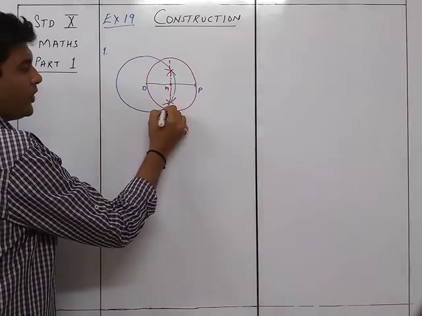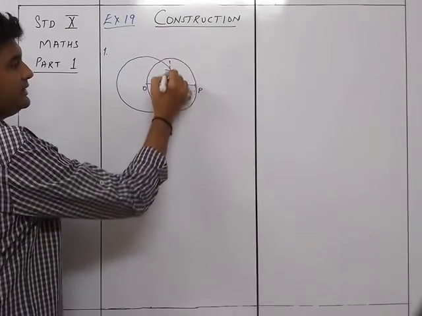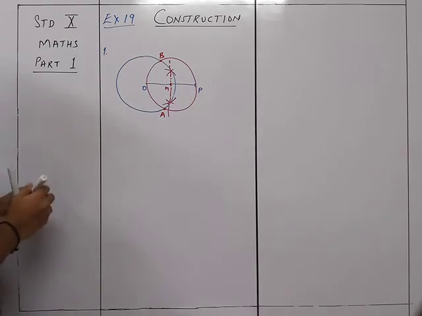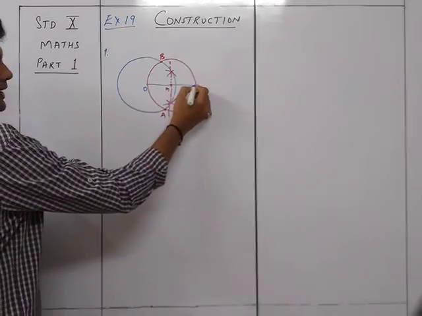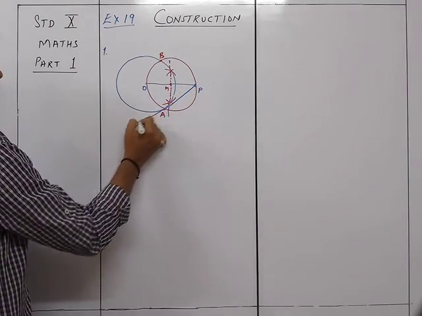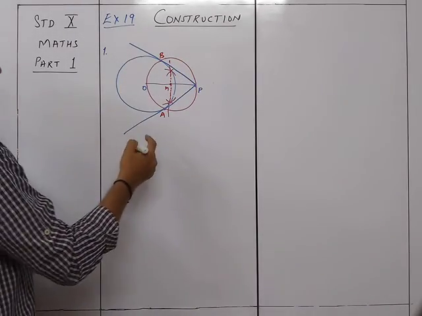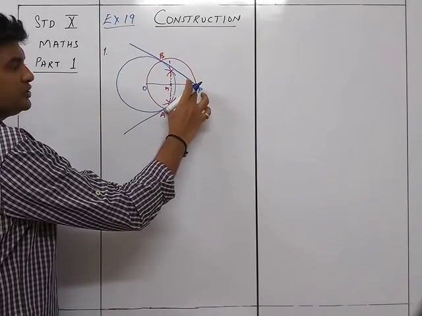So this gives you 2 points. This is point A and this is point B. Now you just need to join PA and PB. So PA is joined like this and PB is joined like this. So this is the required tangent. You just measure this particular side.